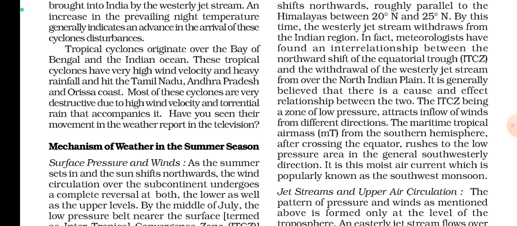The antecedent being a zone of low pressure attracts inflow of winds from different directions. The maritime tropical air mass from the southern hemisphere, after crossing the equator, rushes to the low pressure area in the general southwesterly direction. It is this moist air current which is popularly known as the southwest monsoon.